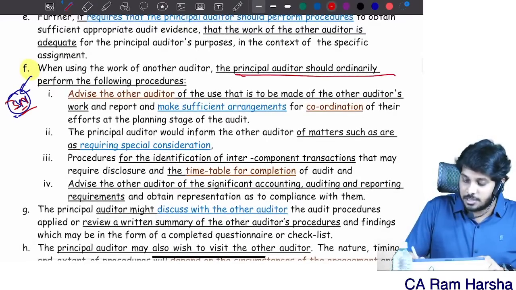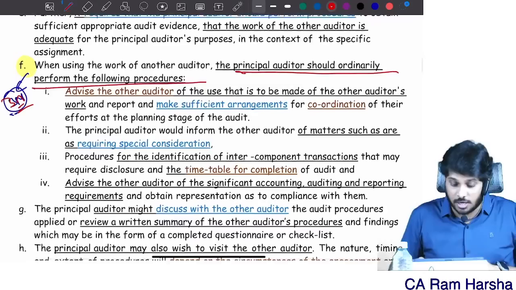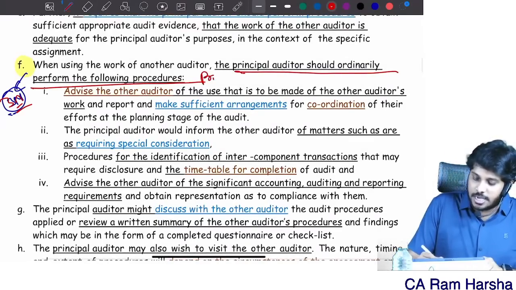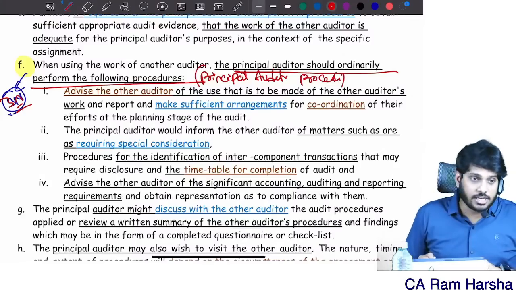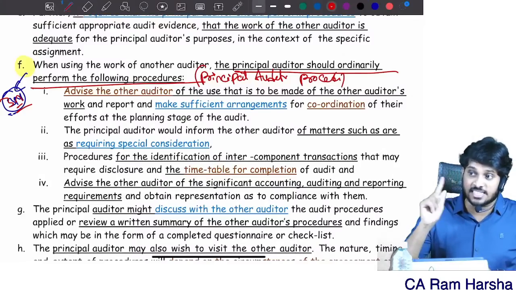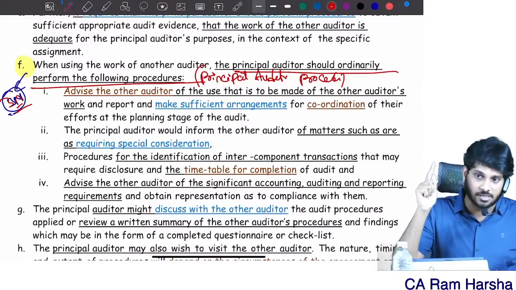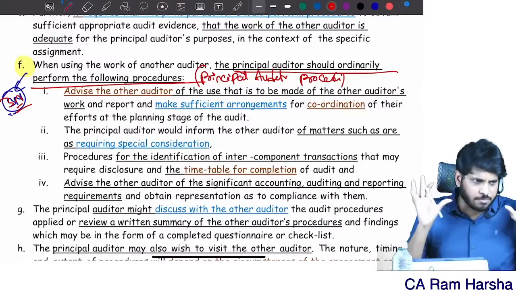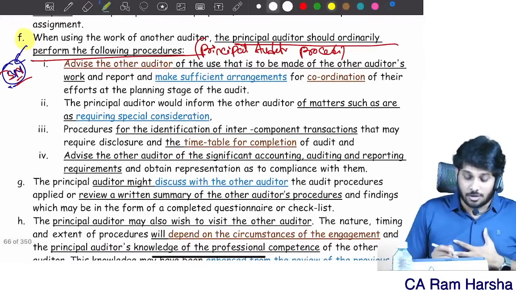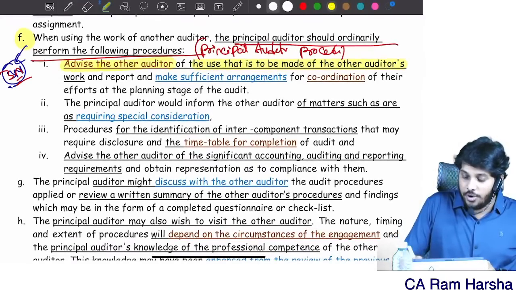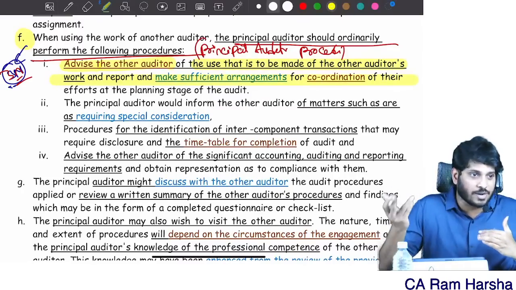What are principal auditor's procedures? In the context of SA 600, actually full SA 600 we don't have in syllabus. It is there only in CA Final. Here we are only discussing a brief discussion of SA 600, not in depth. The principal auditor should advise the other auditor how he is going to use the other auditor's work.